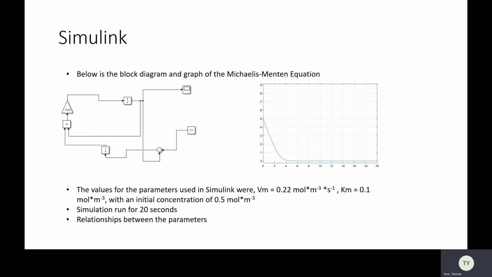Below is a block diagram and graph of the Michaelis-Menten equation. The values for the parameters used in Simulink were Vm equals 0.22, Km equals 0.1, and an initial concentration of 0.5 was used. The simulation was run for 20 seconds. Now, let's look at the relationships between the parameters.